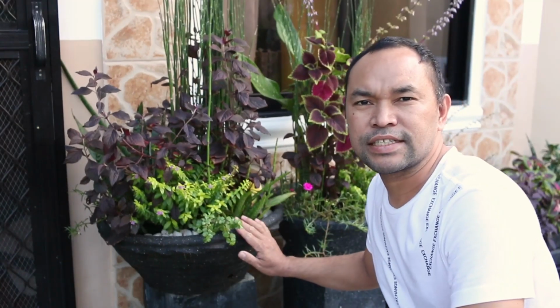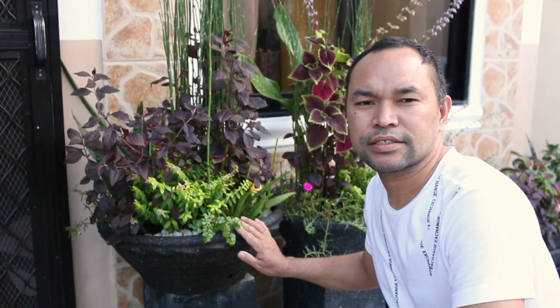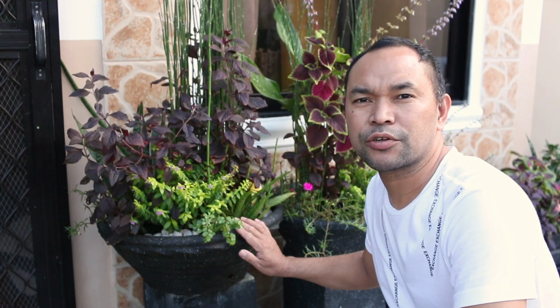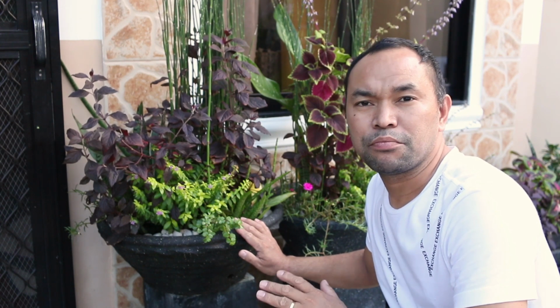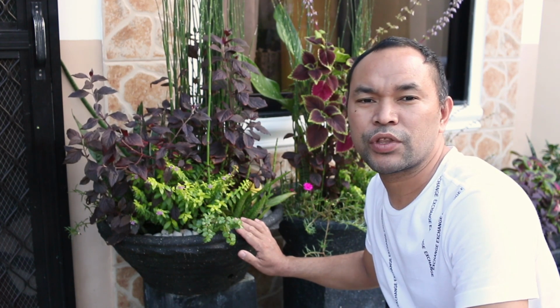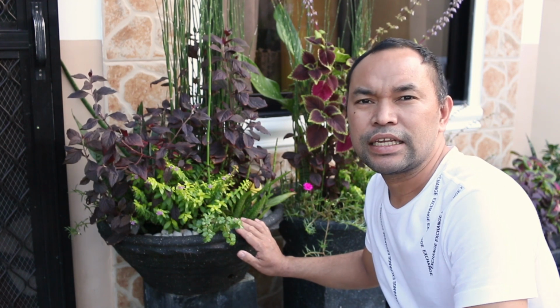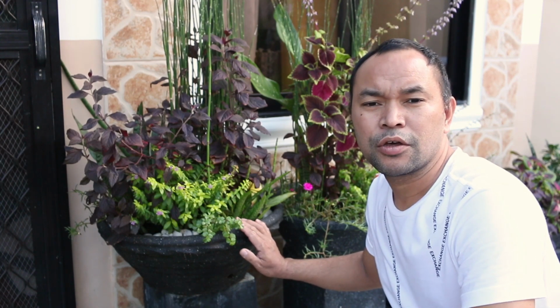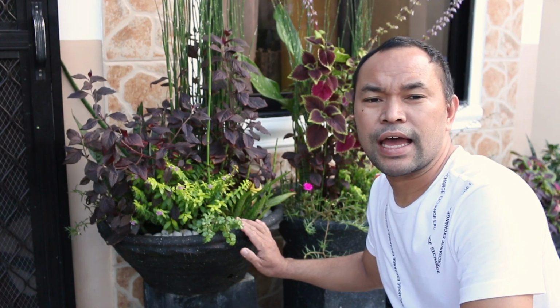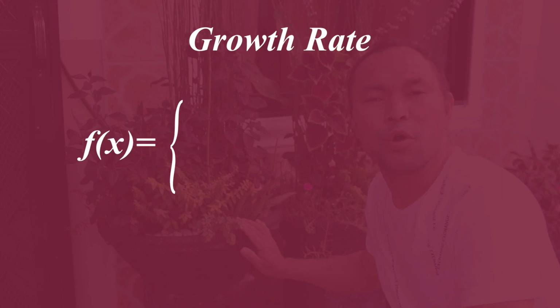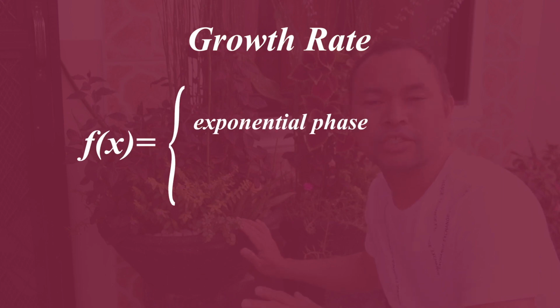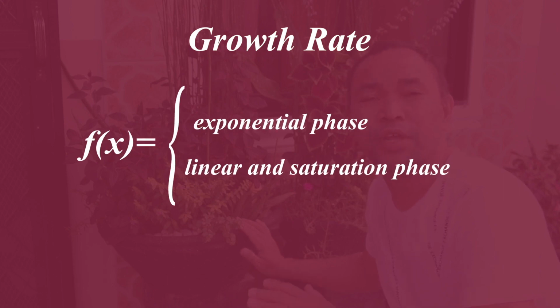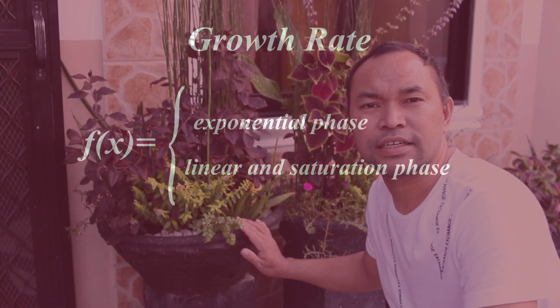This pot contains 9 different kinds of plants. Each plant has a different growth rate, and most living matter grows with successive exponential, linear, and saturation phases, with time as our independent variable. We can model the growth rate as a piecewise function, one for the exponential phase and another for the linear and saturation phase.